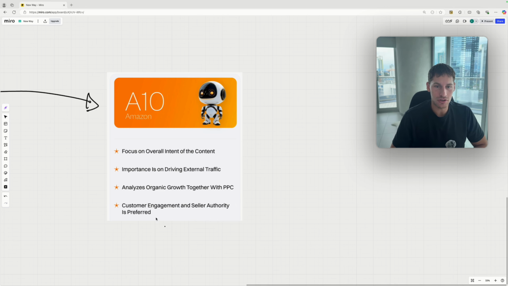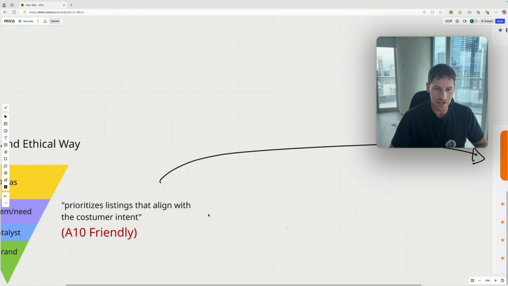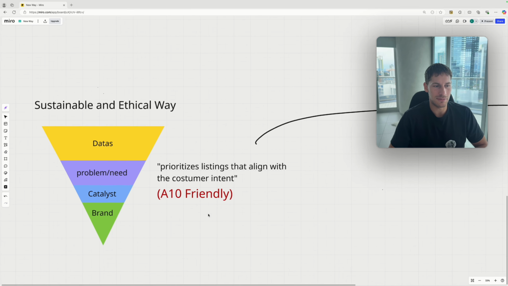Customer engagement and seller authority are preferred. So if a customer follows your pen name, for example, if you have many books under the same pen name in the same niche, all these things are going to matter. It might sound pretty logical, but I will show you the process that I've applied to 1000x my publishing results within a couple of years.